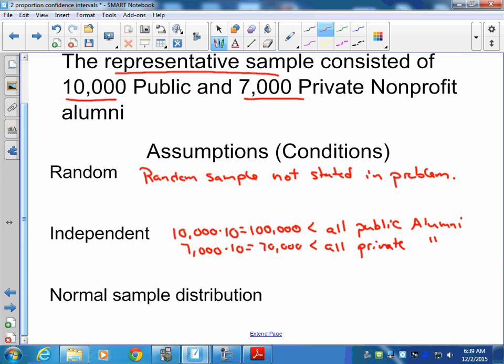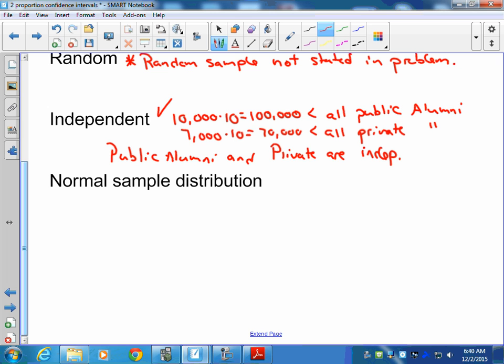Okay, so now we know that the individual samples are an independent sample from their population, but then we have to add one extra level. Public alumni and private are independent. So we have to ask, are these two groups independent of each other? Because if we have overlap, that would affect our situation in being able to calculate this confidence interval. Okay, so we verified independence, we weren't able to verify random, and now the last thing that we have to look at is normal sampling distribution.